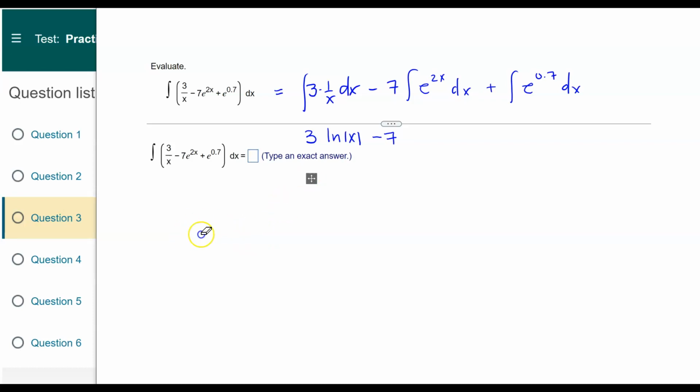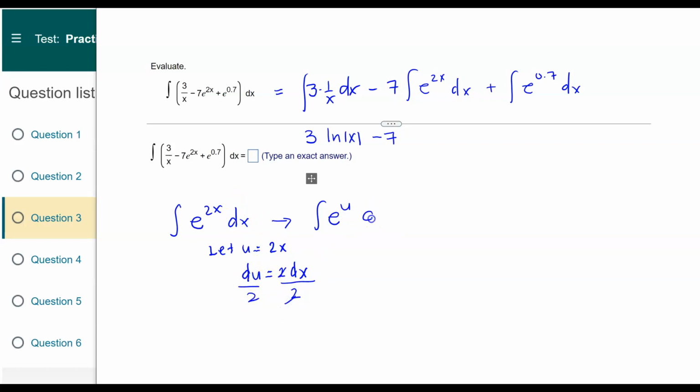So we will let u be equal to 2x. So let's integrate e to the 2x here, dx. We will let u be equal to 2x, and then your du is equal to 2 dx. Now we will write this expression just in terms of u. The 2x here will be replaced by u, so we'll have e to the u. But the dx here will be replaced by du over 2.